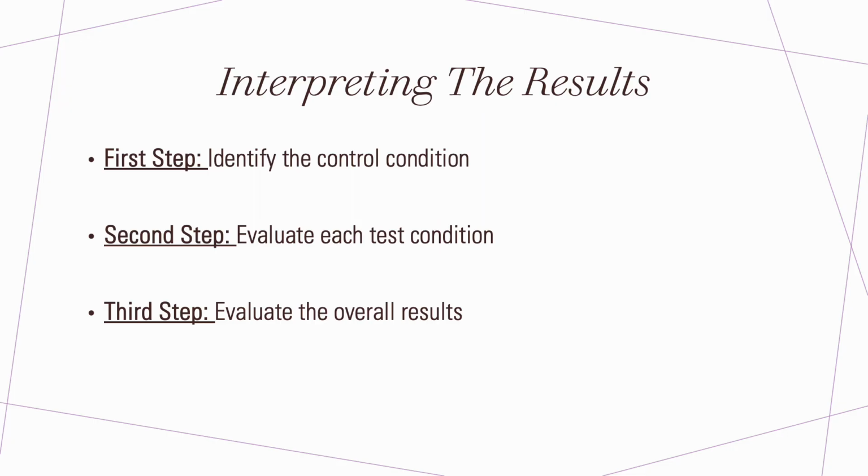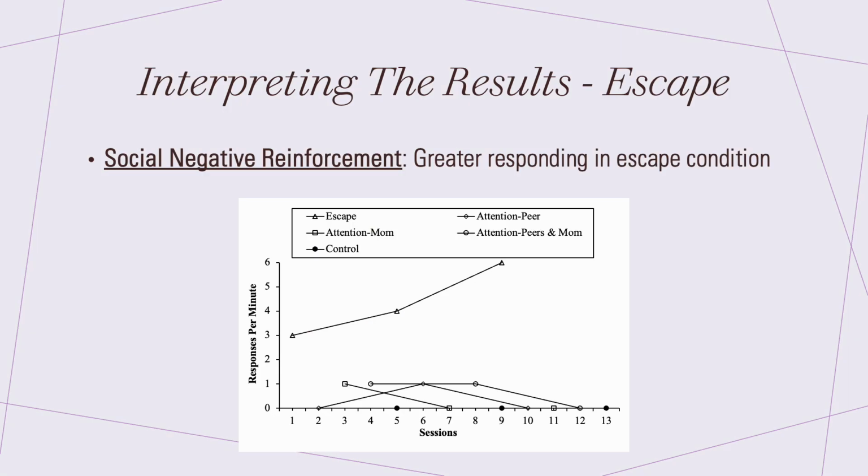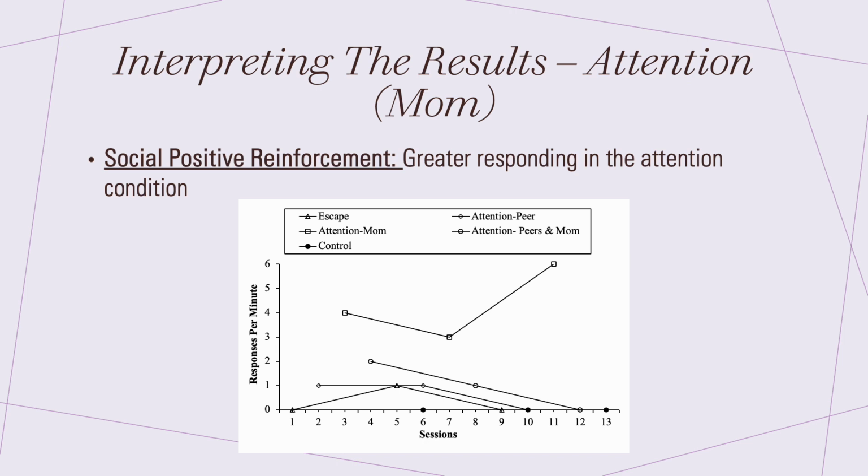When interpreting the results of the functional analysis graphically, there are some basic rules you should follow. First, you should identify the control condition, then you should evaluate each test condition, and finally evaluate the overall results. For social negative reinforcement, you will see greater responding during the escape condition than in the control condition, and you should see efficient responding. For attention maintained by social positive reinforcement, you will see greater responding during the attention condition than the control, and responding will be consistently higher. This is an example of what responding would look like in the attention from mom condition.